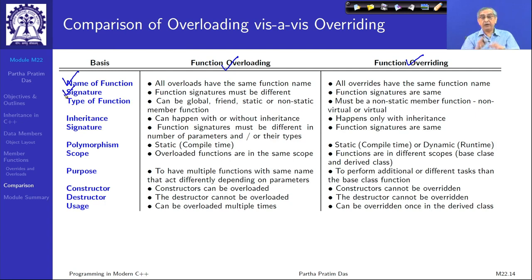Signature is for overload, the signatures must be different. For override, the signatures must be the same. What type of function can be overloaded? We have seen global functions can be overloaded, friend functions can be overloaded, static member functions can be overloaded, non-static member functions can be overloaded, all of these can be overloaded. But overriding, as I have already mentioned, can be done for only non-static member functions.